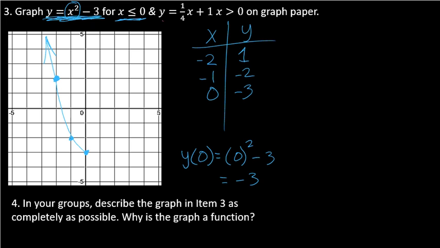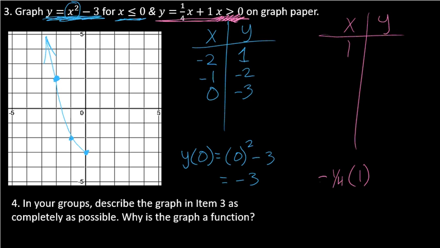Okay, and we're going to do likewise for this guy over here. So y equals 1/4 x plus 1 for x greater than 0. Same idea. Let's make a little input-output or a t-chart, and we'll start at 1, because x is greater than 0. We are not including 0, so we're going to start at 1. We're just going to use integers, whole numbers.